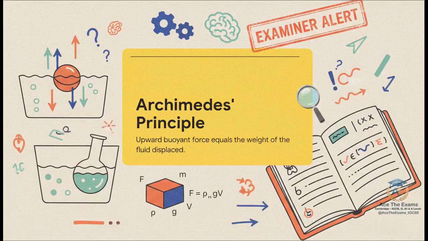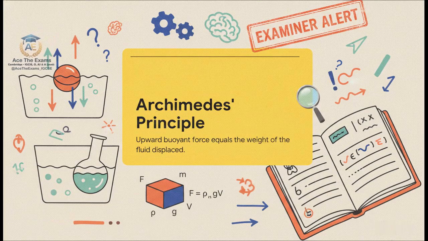Okay, let's secure our first quick win by mastering the core definition, Archimedes' principle. It states that the upward buoyant force on a body in a fluid is equal to the weight of the fluid displaced. Now, what's really interesting here is the massive examiner alert that goes with it. Principal examiner reports explicitly warn that students consistently confuse key terminology. You must always define your terms before using them in extended responses.